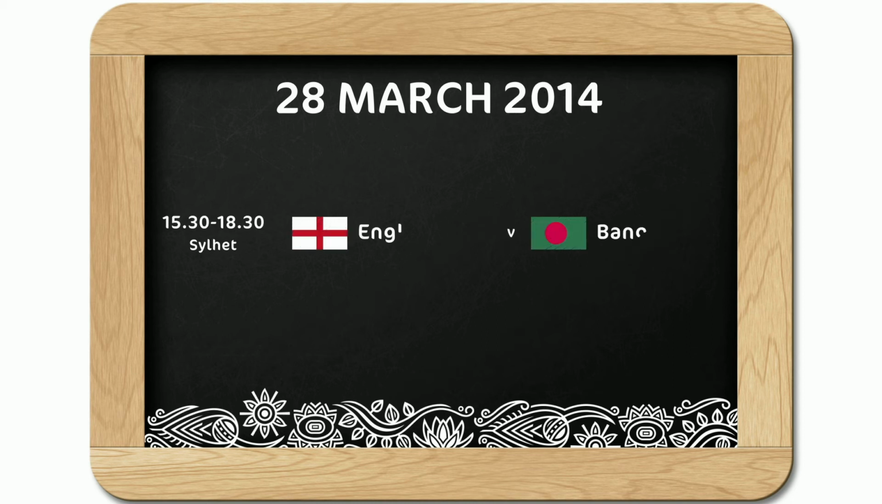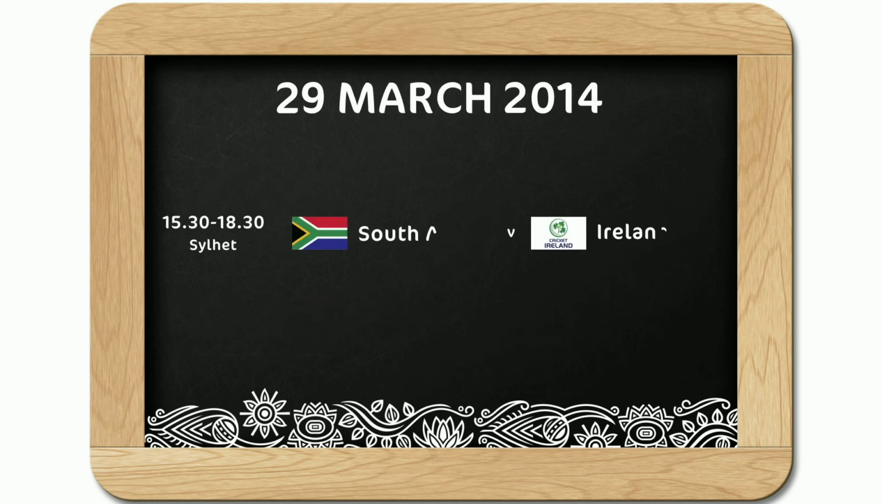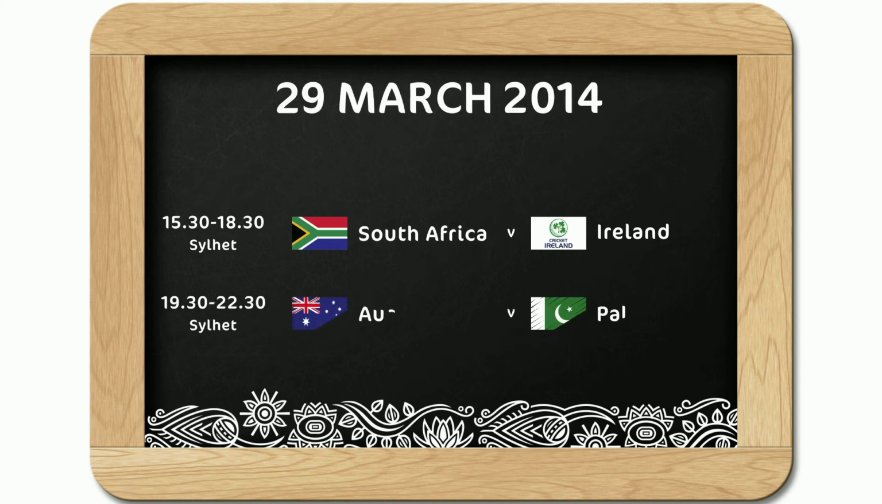Host team Bangladesh will once again be on the field facing the English team on March 28. Following them, the West Indies team will play Sri Lanka. The South Africa women's team will be playing Ireland for the first time in the tournament on March 29. The second match of the day will witness the Australian women's team taking on Pakistan for a win.